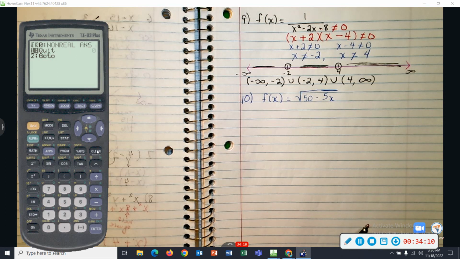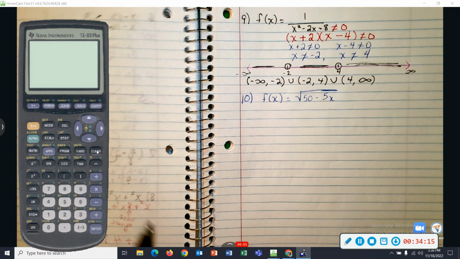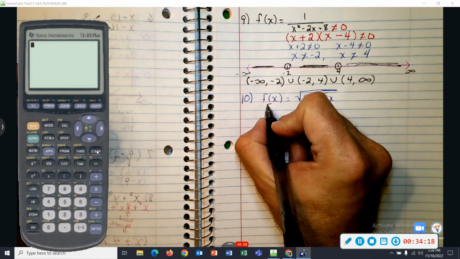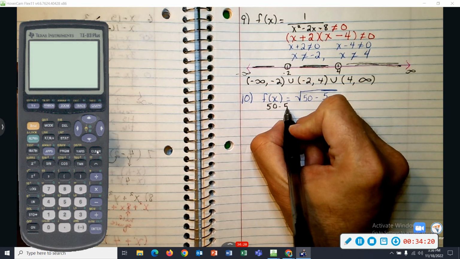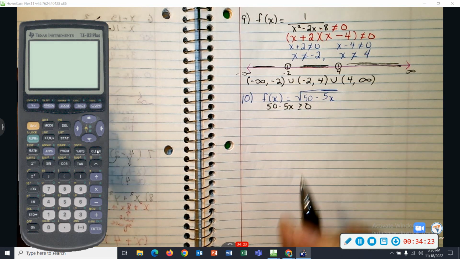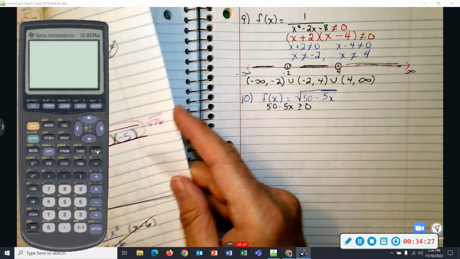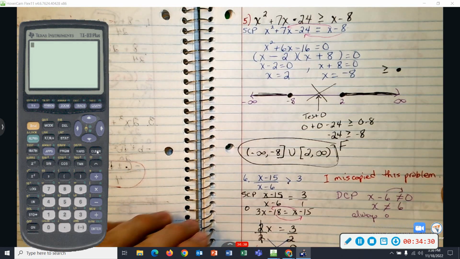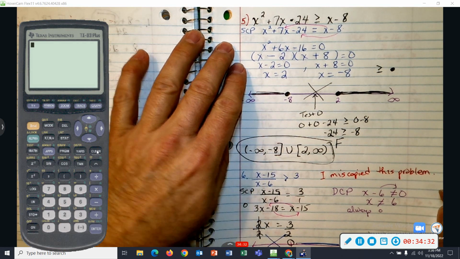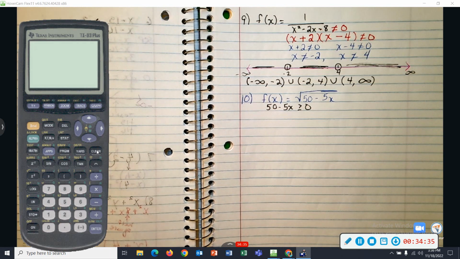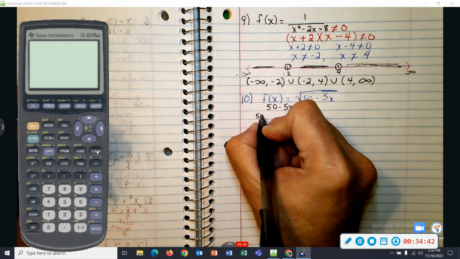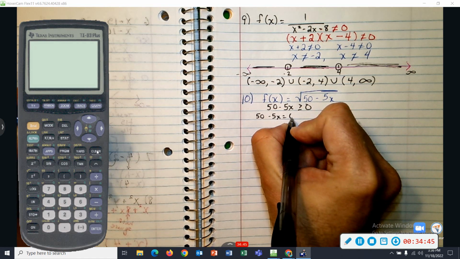Okay? So to find the domain, we're going to solve the inequality. 50 minus 5x must be greater than or equal to 0. That's just going to be a real easy cut point problem. What we were doing over here with the cut points, except it's much faster. To find the solution cut point, you just say 50 minus 5x equals 0.